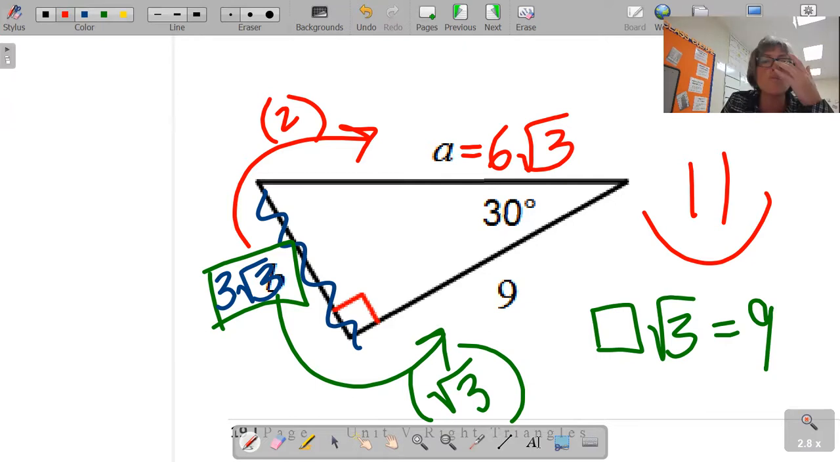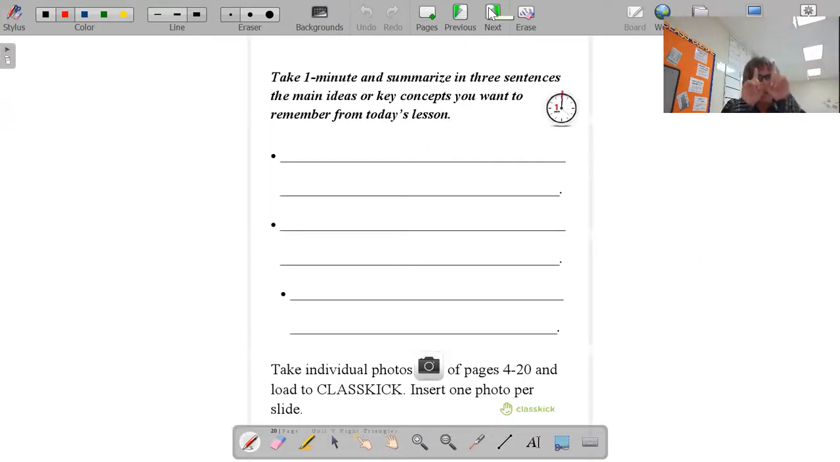All right, students, there's 2 more things you have to do. Take just one minute, I'm showing one finger, 1 minute, and just bullet point the 3 main things you want to remember from today in your own words.